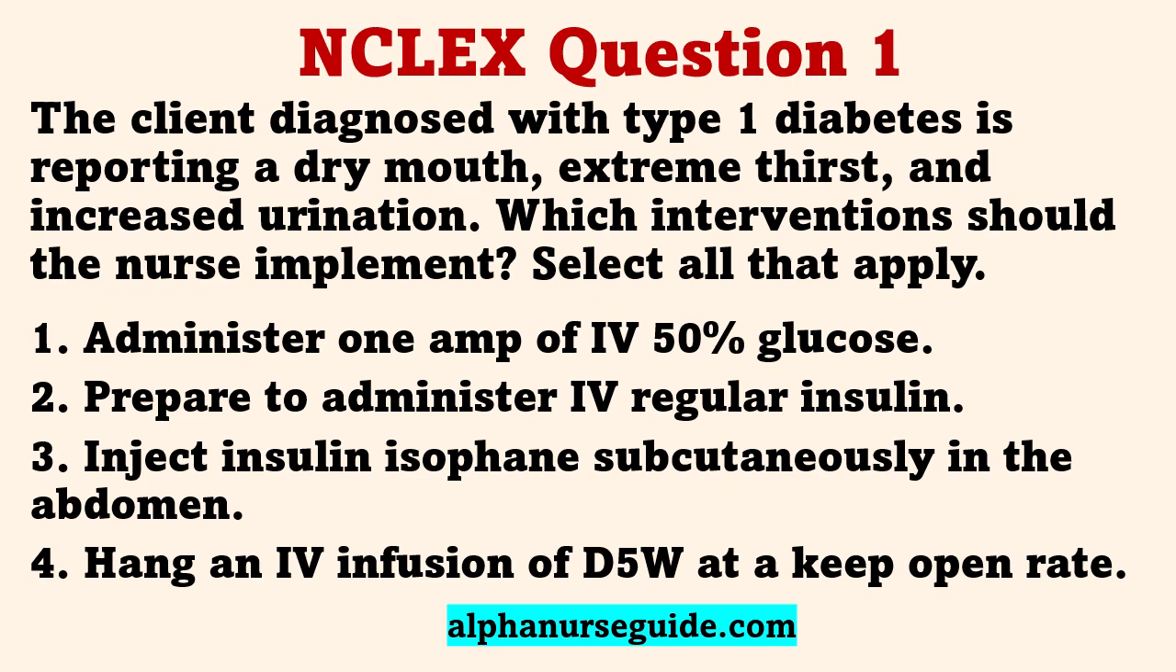1 amp of 50% glucose would be used to treat a severe hypoglycemic reaction, and this client does not have signs or symptoms that indicate hypoglycemia. In fact, the client has signs and symptoms of hyperglycemia. Insulin isophane is an intermediate-acting insulin which is not used to treat hyperglycemia. An IV of D5W would cause the client to have further signs and symptoms of DKA. Therefore, the nurse should not administer the IV.